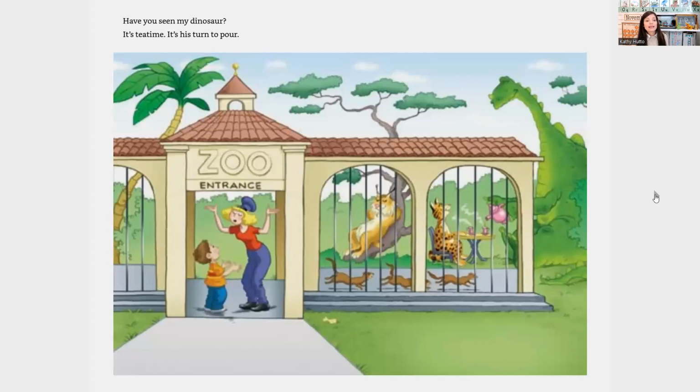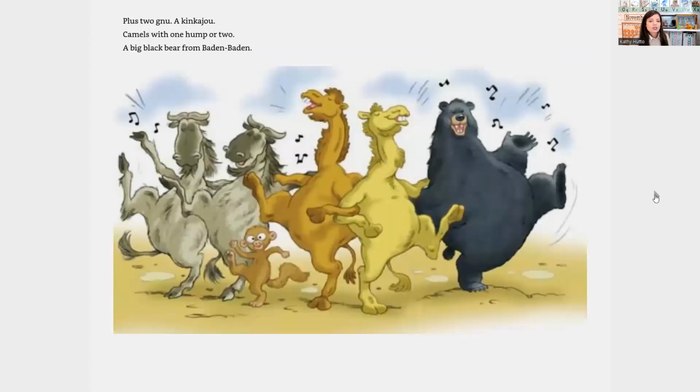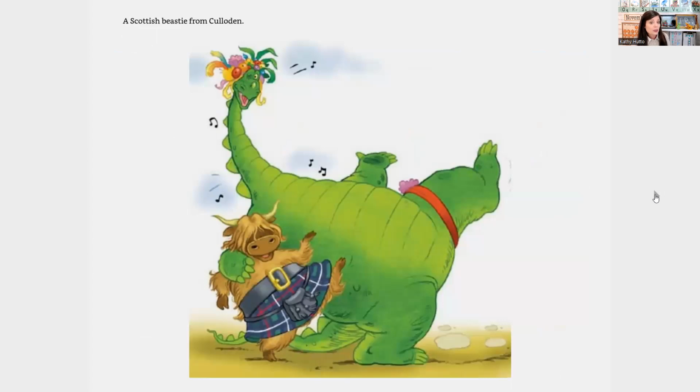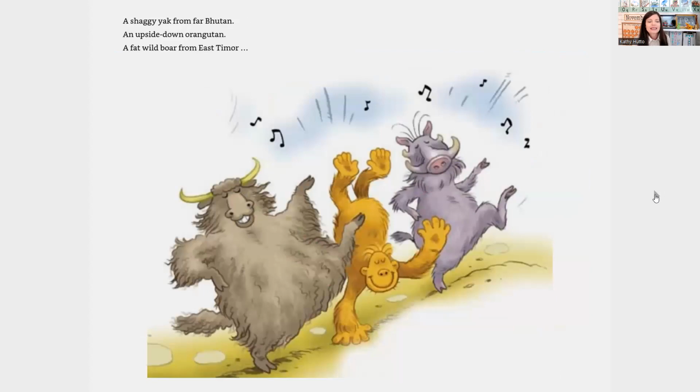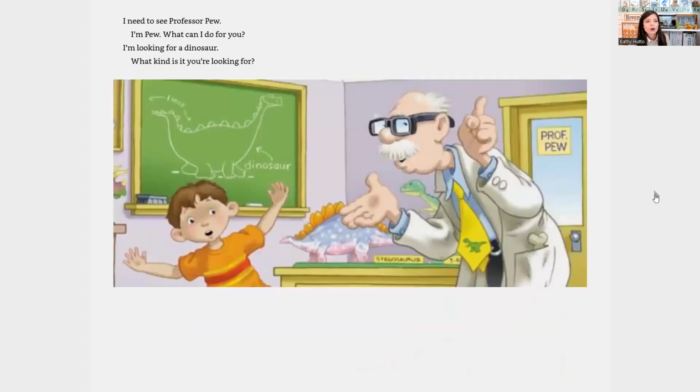Have you seen my dinosaur? It's tea time. It's his turn to pour. Now let me see, what have we got? A lynx, some minks, an ocelot, plus 2 new, a kinkajou, camels with 1 hump or 2, a big black bear from Baden-Baden, a Scottish beastie from Culloden, a shaggy yak from far Bhutan, an upside-down orangutan, a fat wild boar from East Timor. But no, we have no dinosaur. There aren't any anymore. We do not have your dinosaur.